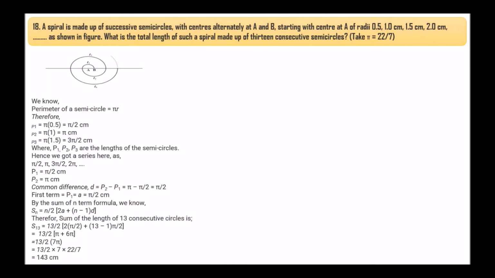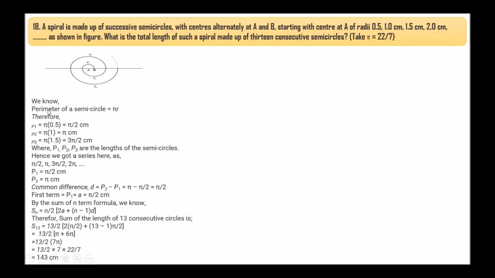Next, a spiral is made up of successive semicircles with centers alternately at A and B, starting with the center at A of radius 0.5 cm, 1.0 cm, 1.5 cm, 2 cm as shown in the figure. What is the total length of such a spiral made by 13 consecutive semicircles? Take pi equals 22 upon 7.